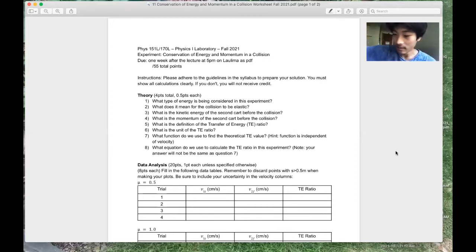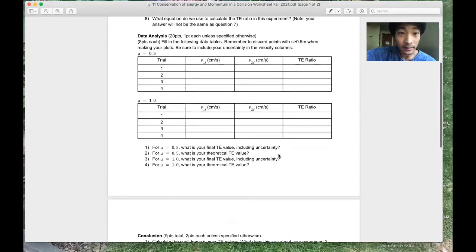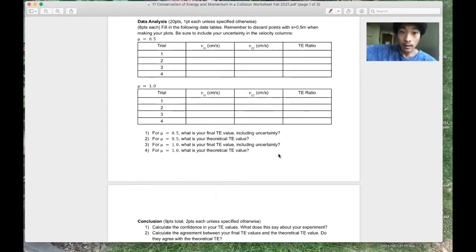All right, next let's move on to the data analysis. So it says fill in the following data tables. Remember to discard points with S greater than 0.5 meters when making your plot. So up here, S refers to the distance of the cart from the sensor. And yeah, so again, I will show the data.